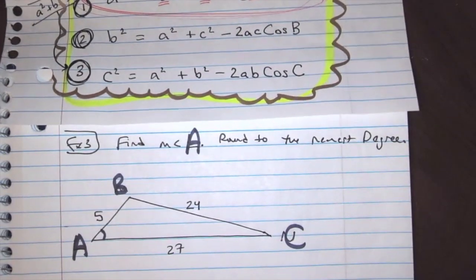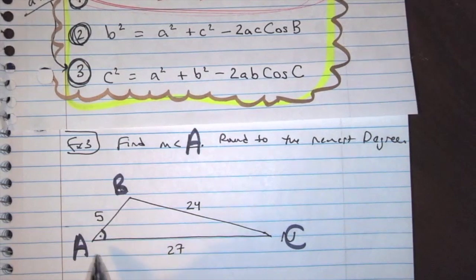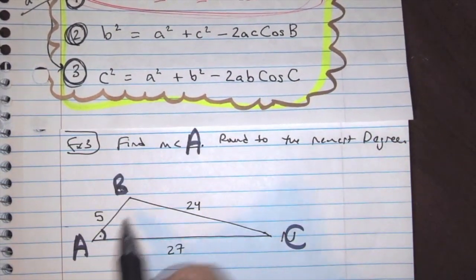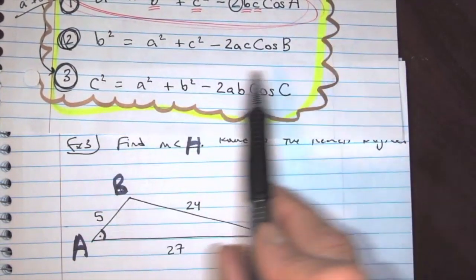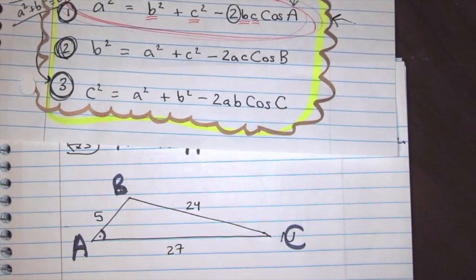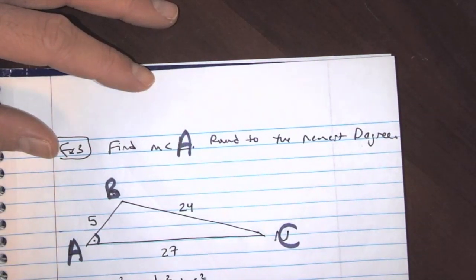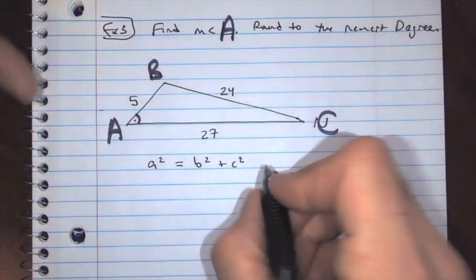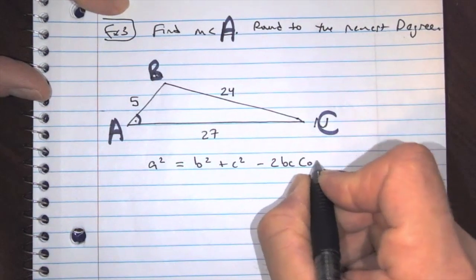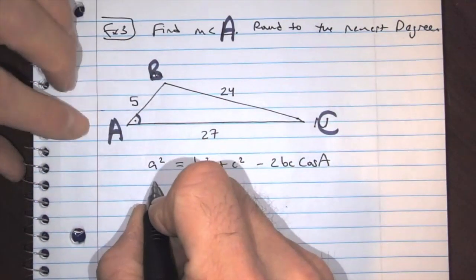Which equation are we going to use? Because we're trying to find angle A, the only equation that has a big A up here is, once again, this first one. So I'm going to use the first equation. Let me write it down. A squared equals B squared plus C squared, looks like the Pythagorean theorem, minus 2BC cosine big A. Plug everything in that you have, and we'll see what we got.